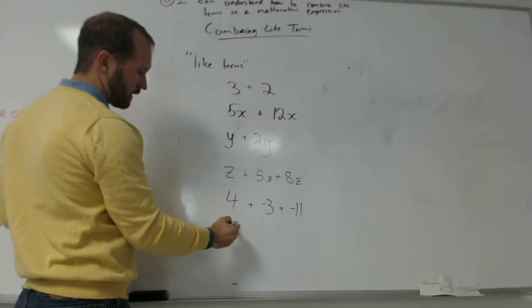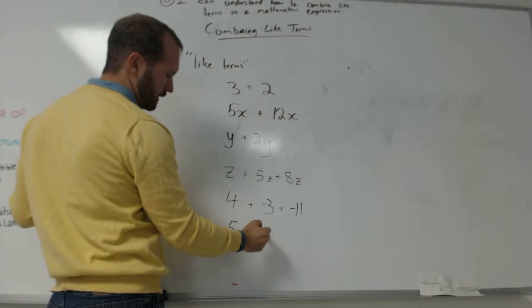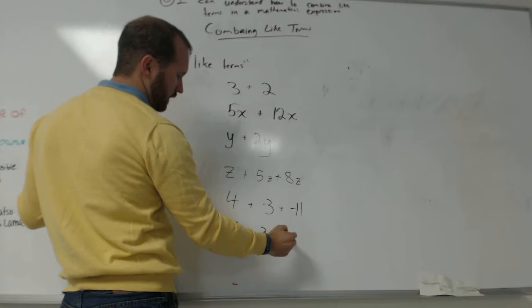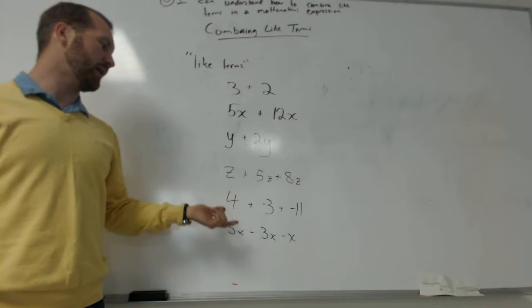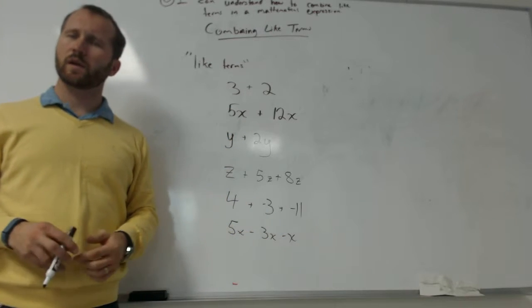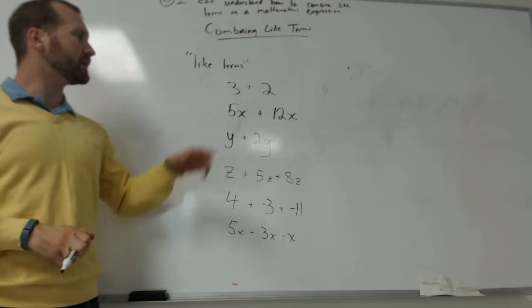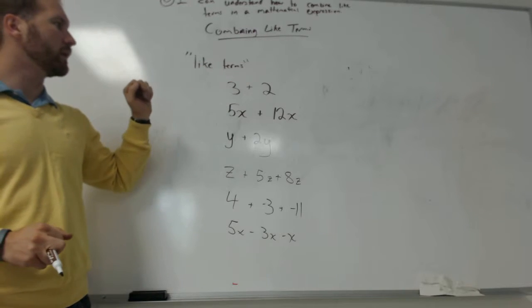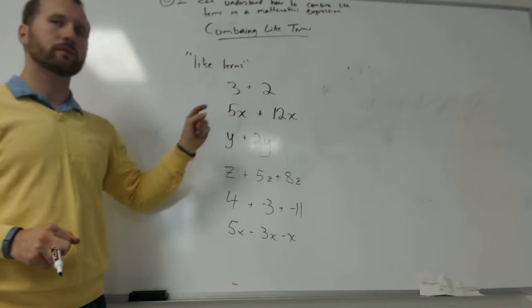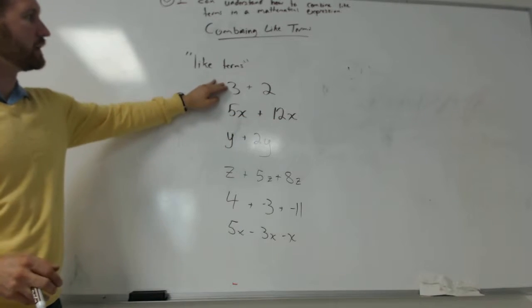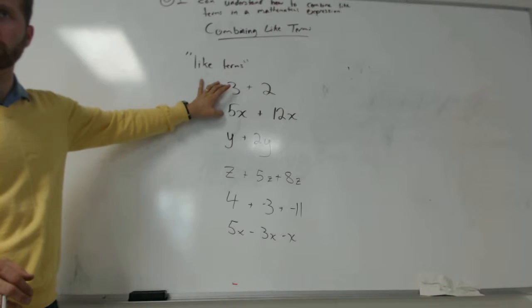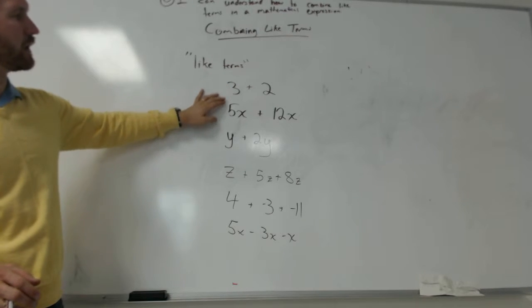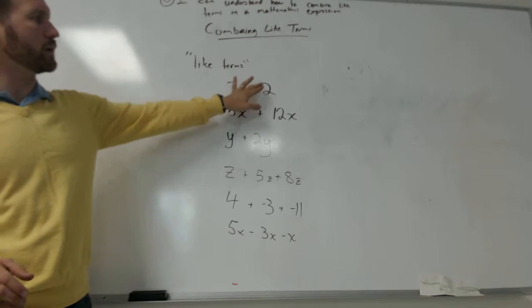So if I had something like 5x minus 3x minus x. These are also like terms. Again, really good observation. That was just my fault for not writing anything with negatives or with minuses. So what is it that makes these two like terms? It also makes these two like terms. I'll give you a hint. This is not a like term with this. These are not considered like terms. So what's different between 3 and 5x? Or between 2 and 2y?